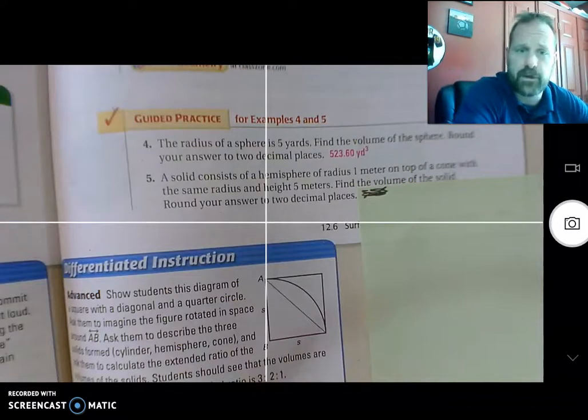Alright, so the last one we're going to do is number 5. A solid consists of a hemisphere of radius 1 meter on top of a cone with the same radius and a height of 5 meters. Find the volume of this solid, round your answers to 2 decimal places.